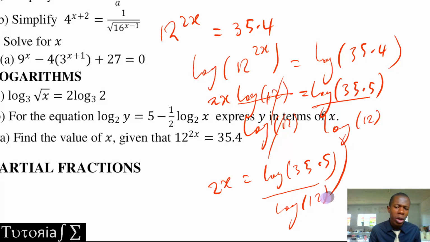Okay, which you can work out on your calculator and see how you finish it. So you can finish this one, then try B. So B for the equation that expresses y in terms of x. So I just want to see how you work this one out. Then I can give you more questions.